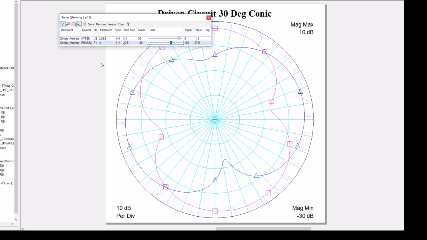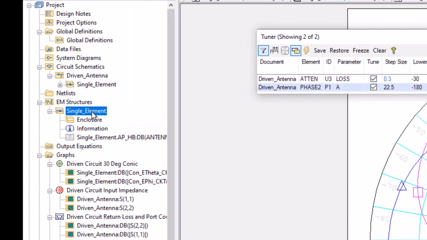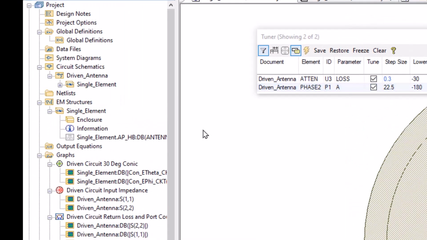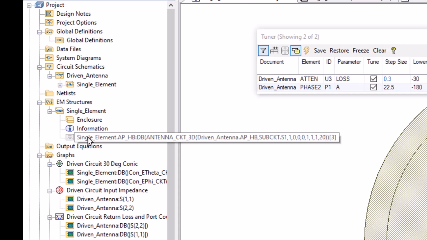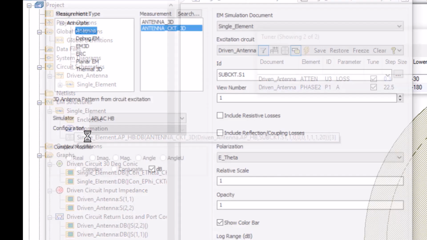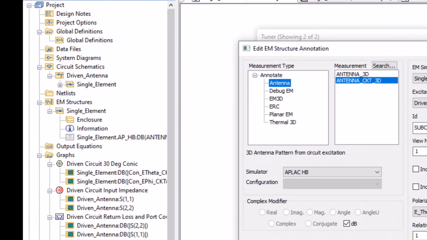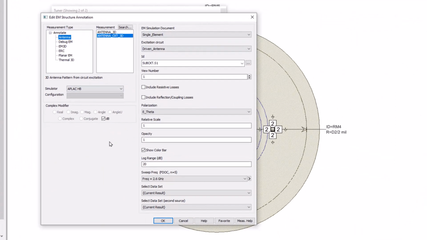We also have this capability in 3D. If I go ahead and bring up the EM structure again, over here we have an annotation, and this annotation can give us the various antenna patterns. It's under Antenna Circuit 3D. Before, without the in situ simulation, it would have been under Antenna 3D. We, of course, have the Axiom results as our source and our circuit schematic that's driving it.